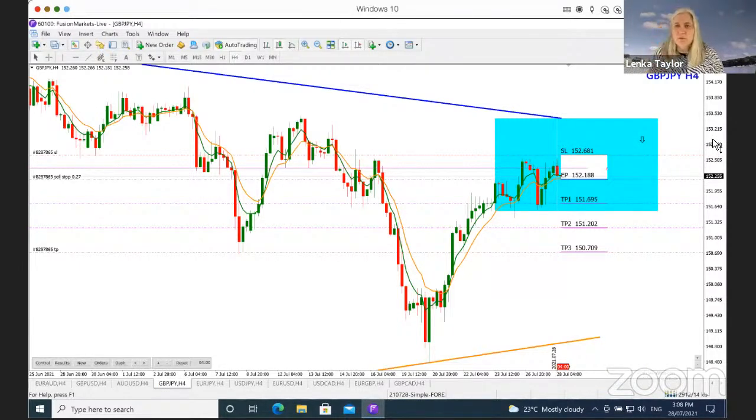All right, so those are the levels if you want to enter that trade. Entry at 152.188. Stop loss 152.681. And the final profit target at 150.709. GBP-JPY, excellent. Got entered already. Fabulous. All right, let's have a look at the next currency pair.